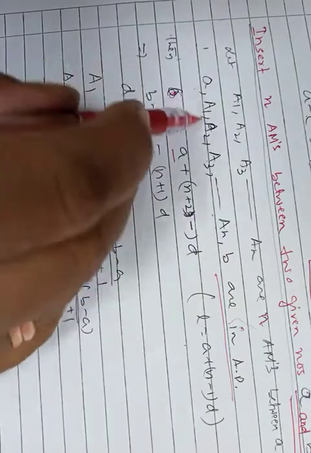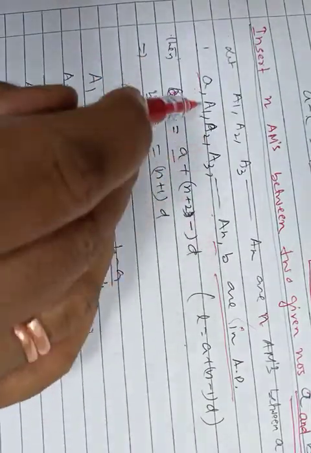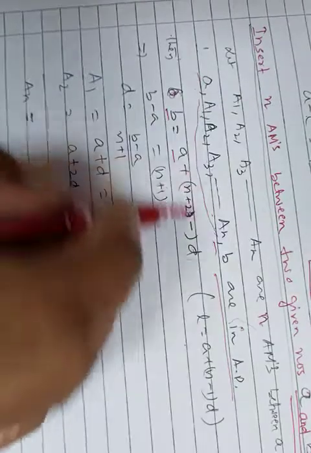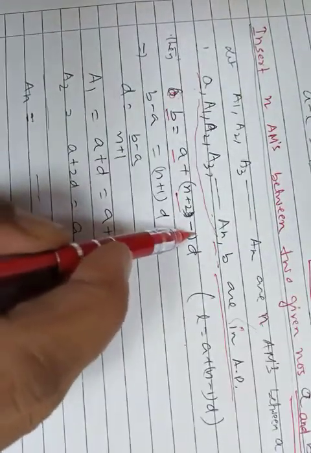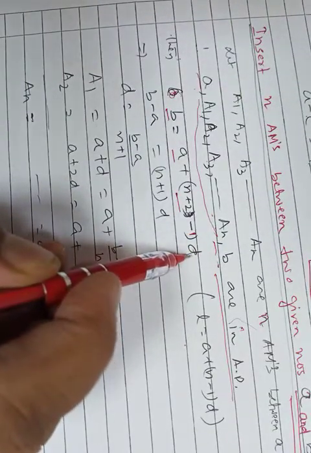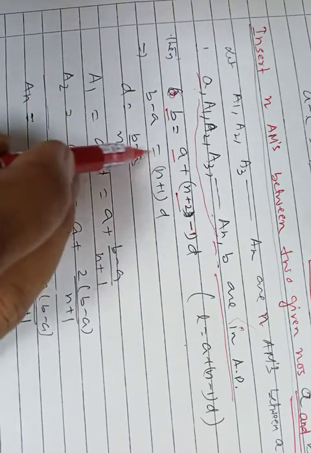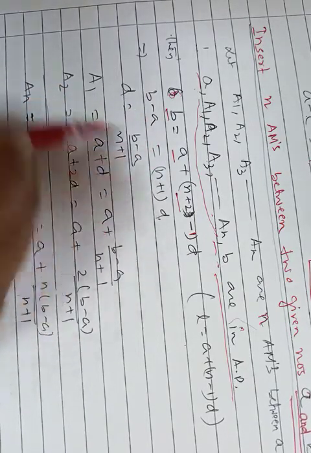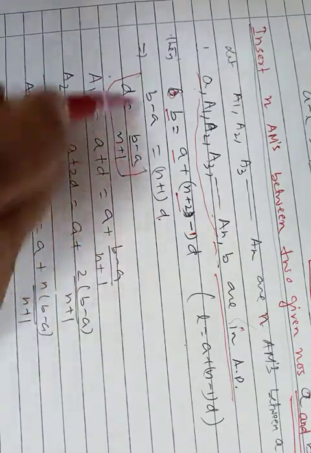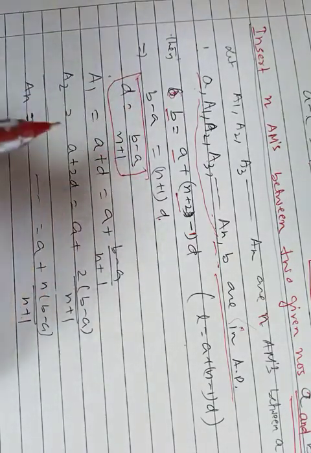So we will use the last term formula. Last term is equal to first term plus the number of terms minus 1 into D. Now the number of terms will be A, B, and we have inserted n numbers, so the total number of terms is n plus 2, minus 1, into D. Then B minus A is equal to (n plus 1)D, and D is coming B minus A by n plus 1.